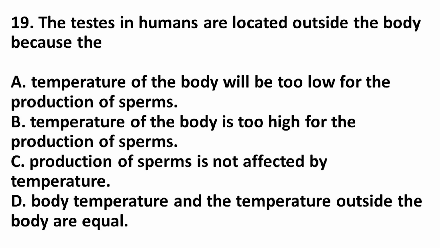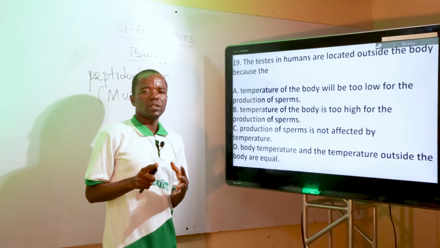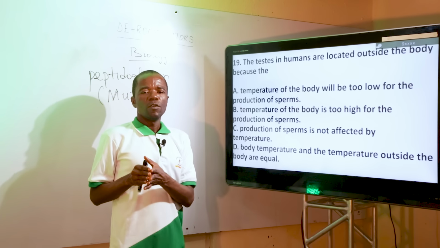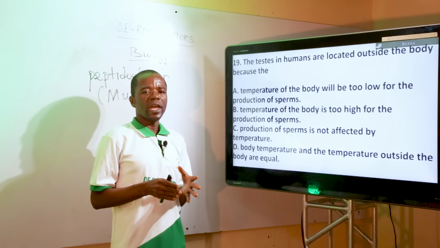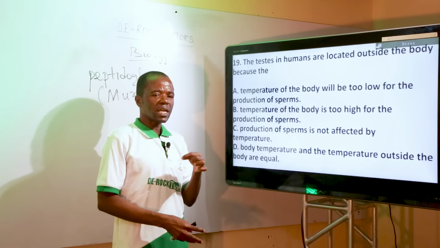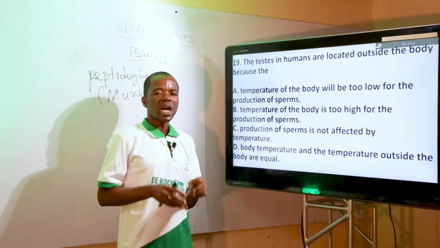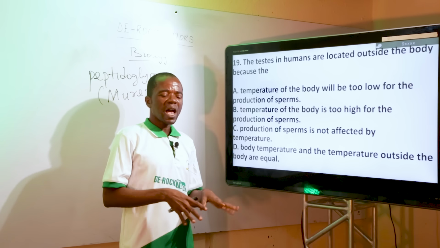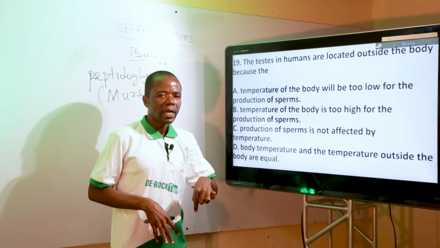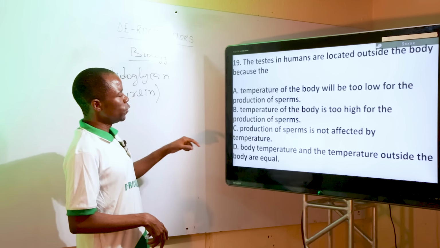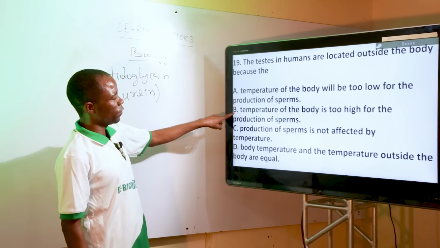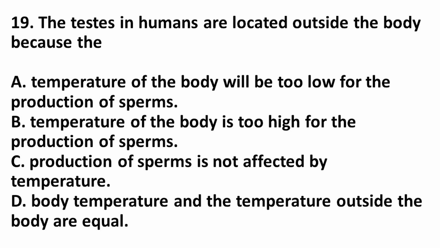The testes in humans are located outside the body because... First things first, testes are the part of mammals where sperm cells are produced. As a matter of fact, the exact location where sperm cells are produced in the testes is called the seminiferous tubules. And we know that the production of sperm cells requires a temperature that is lower than that of the body. So if you look at the options here, we can see that the correct option for this is option B. Temperature of the body is too high for the production of sperms.